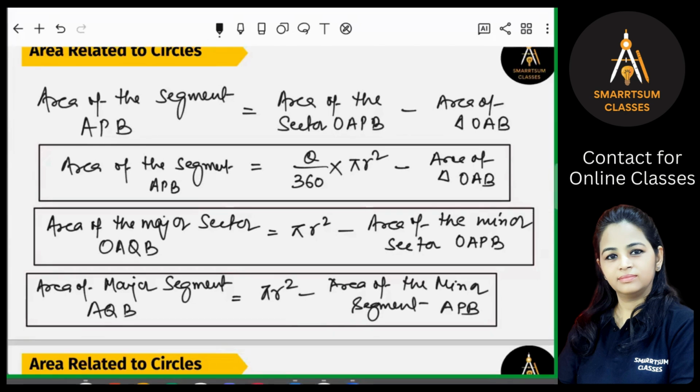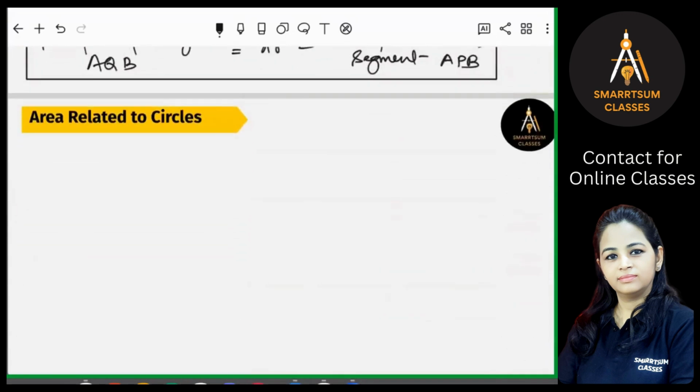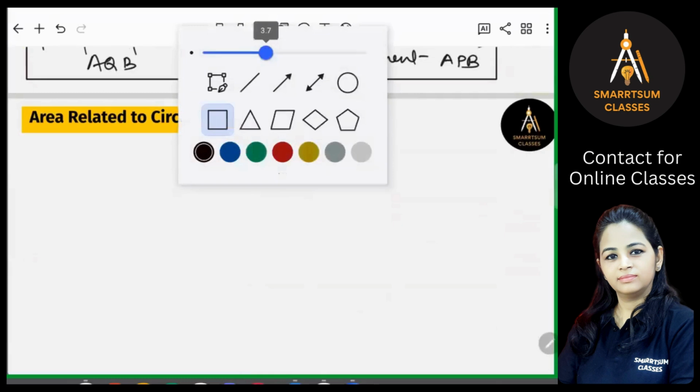So I hope you're getting these concepts. Yes or no? Right? So we can find out in this way the area of the minor segment, area of the major segment, right? Similarly, area of the major sector and area of the minor sector, right? So we just quickly revise this, right?